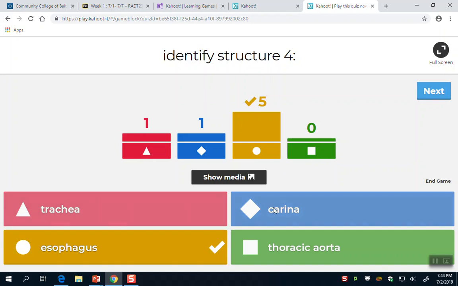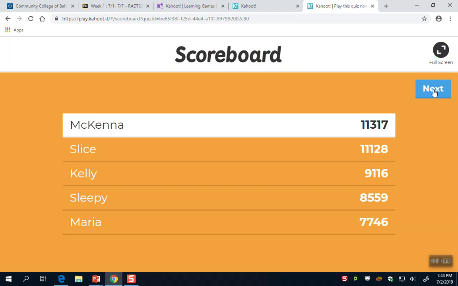Somebody picked trachea, somebody picked carina. Okay, so. My best. All right. In my defense, you said it doesn't have air. It said it usually doesn't. All right, here we go.